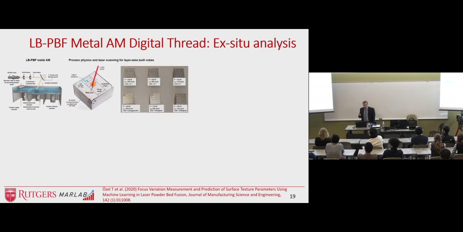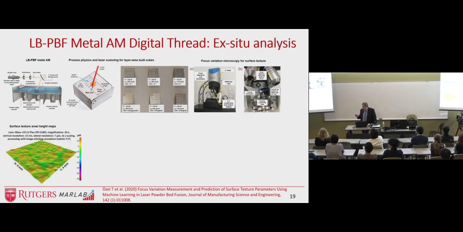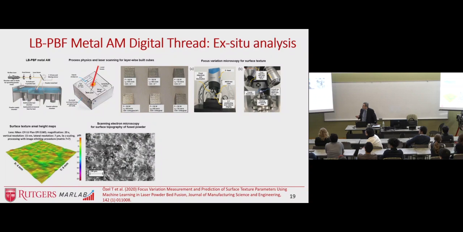Now let's look at ex situ analysis. Every layer is produced and then post-process analysis, and then we can actually look at the surfaces after the parts are built. This is an example when we looked at it with focus variation microscopy, looking at the areal surface texture. Surface texture is represented here with height maps that show the three-dimensional topography. Now you can see that that topography is quite complicated.